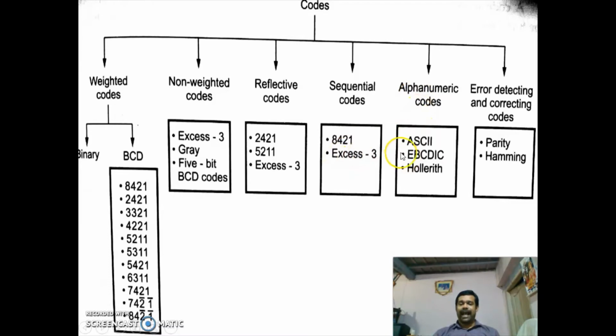Alphanumeric codes are ASCII code, EBCDIC code, and Hollerith code. Error detecting and correcting codes are parity code and Hamming code.